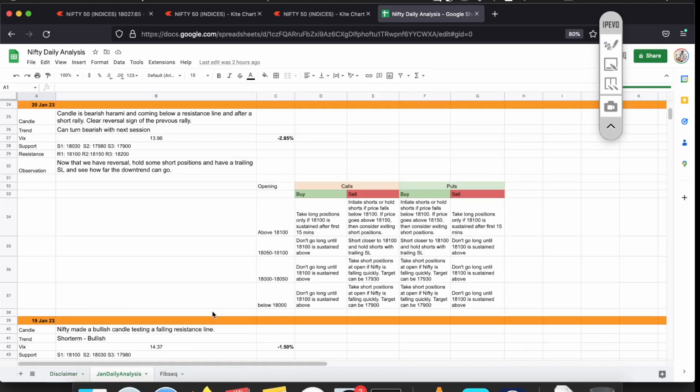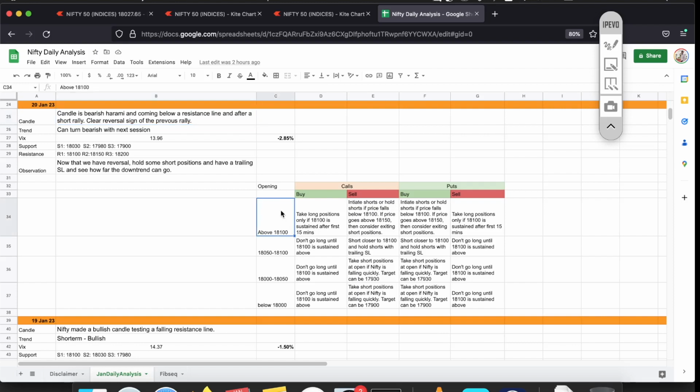In the previous analysis, I mentioned that the candle on 19th Jan was a bearish harami, and it is coming below a resistance line after a short rally. So it's a clear reversal sign of the previous rally. I also mentioned that since we have a reversal, holding some short positions with a good trailing stop loss and holding on to the downtrend is the way to go ahead. Based on the opening, I have charted out a rough trade plan.